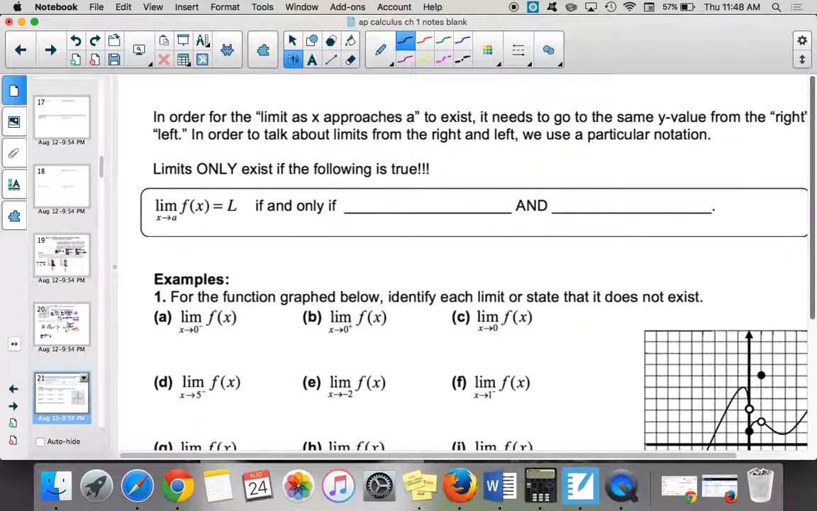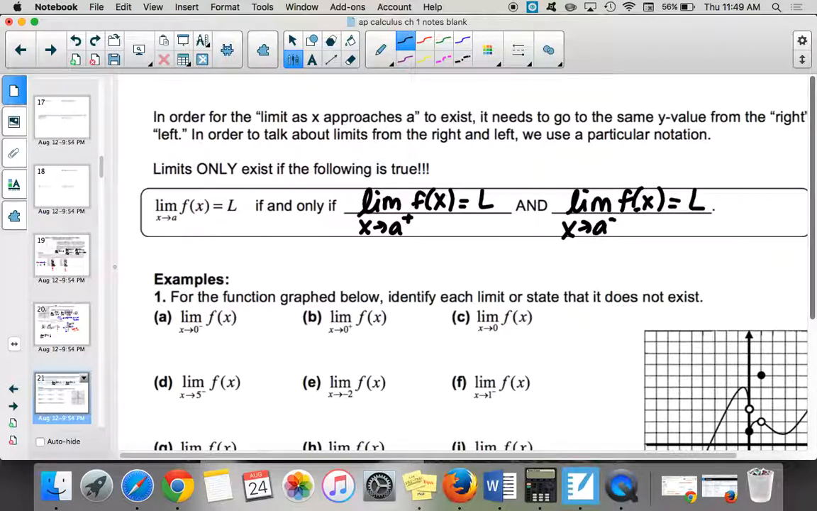Okay, so we kind of mentioned left-hand, right-hand limits. In order for a limit to exist at a certain number, so let's say I'm talking about at x equals 7, the right-hand and left-hand limits need to both go to the same number in order for that limit to exist. So that's what it's saying here. The limit as x goes to a of f of x equals L, if and only if the limit as x goes to a from the right of our function is equal to L, and the limit as x goes to a from the left of our function is equal to L.